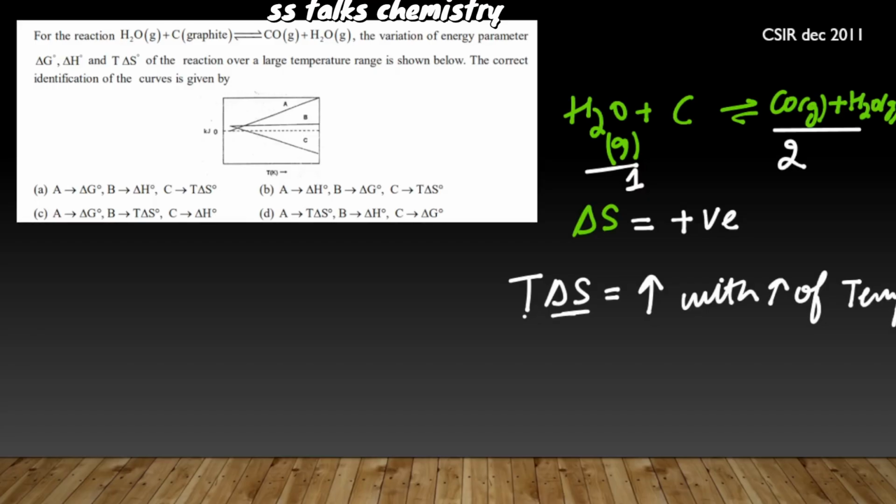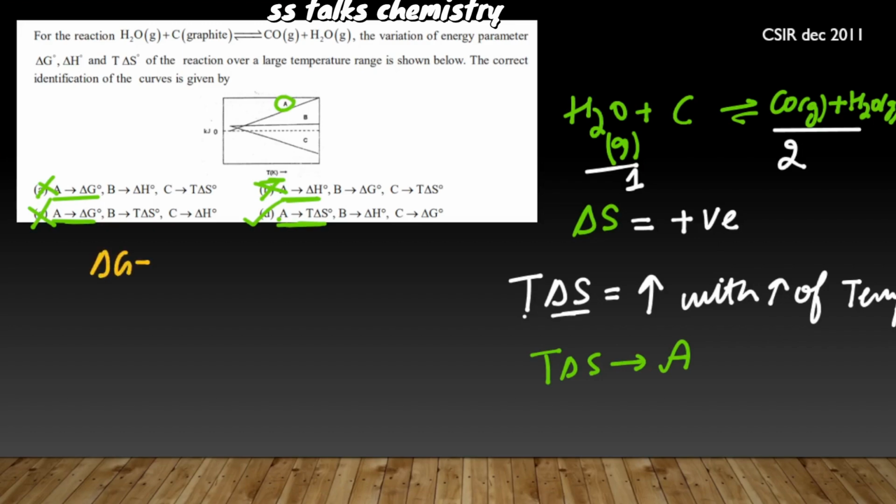So from the given plots, it is A that you are seeing, where with the increase of temperature the energy value is increasing. Right. That means T delta S is represented by the A plot. From the options, if you see, one says A is representing delta G naught, incorrect. Another says A is representing delta G naught, again incorrect. Another says A is representing delta H, again incorrect. In this option only you can see A is represented by T delta S naught. So D is going to be the right answer. But let's check the other options also.